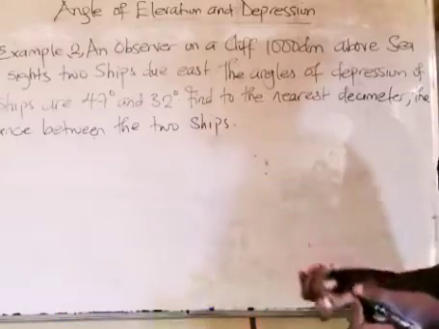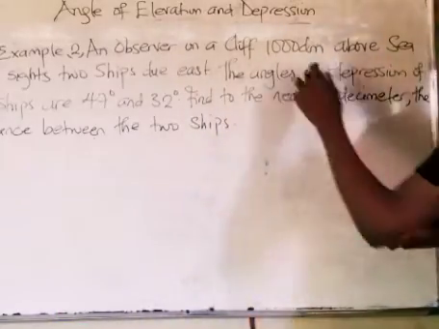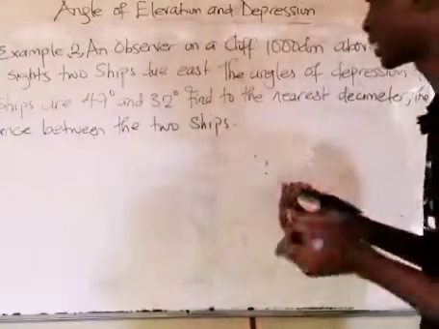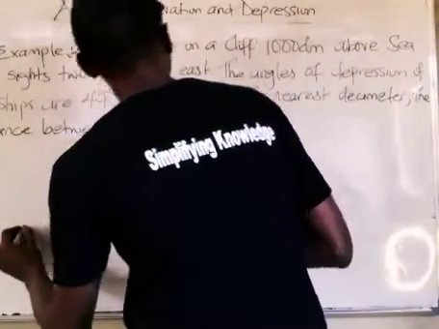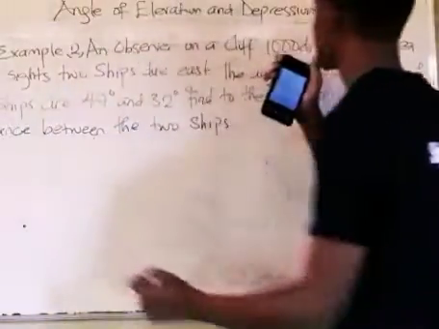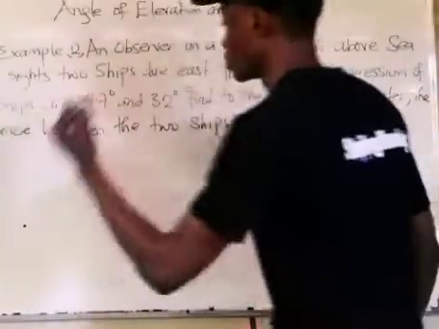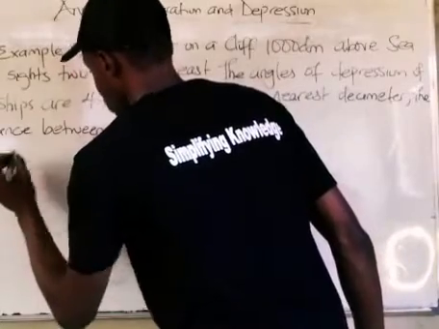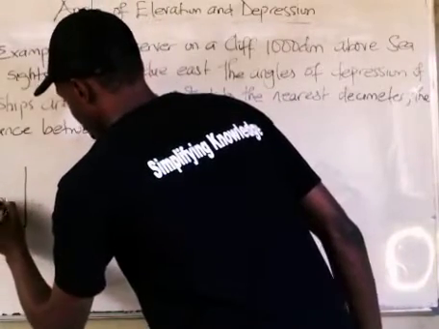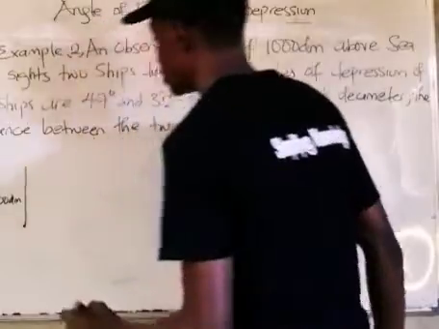Now, what were we given in this question? We're given the height of an observer. Now, let's sketch it. Let's assume that this is a cliff, and they say the cliff is 1000 dm, 1000 decimeters high. Let's assume this is 1000 decimeters.